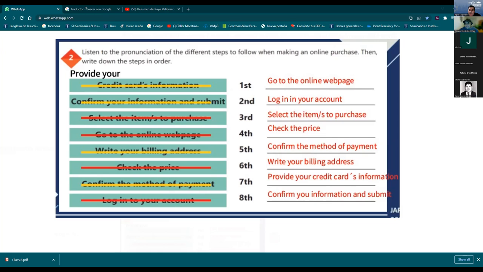Solo write your address. Write your address. Your address, yes. No billing, okay. No billing address. Porque cuando le envíen no le van a cobrar allí.